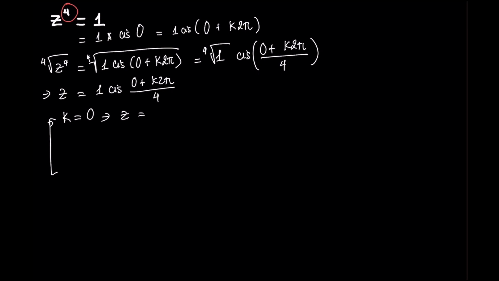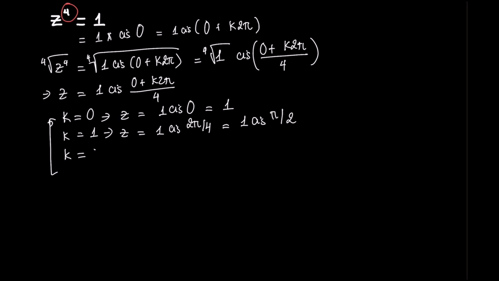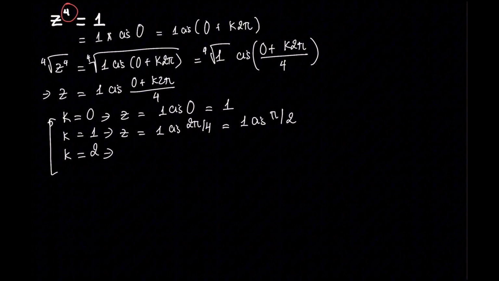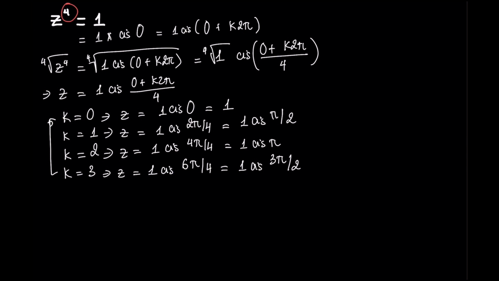And so we have z being equal to 1 cis 0, so basically 1. Next is k being equal to 1, and so we have the value of z being equal to 1 times cis of 2 pi over 4, so 1 cis of pi over 2. Next, we continue with the remaining 2 values of k here. Here we already have the 4 values of our roots, and you can stop at this step.